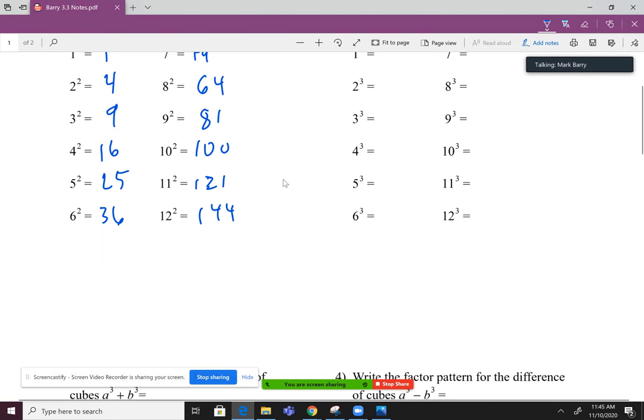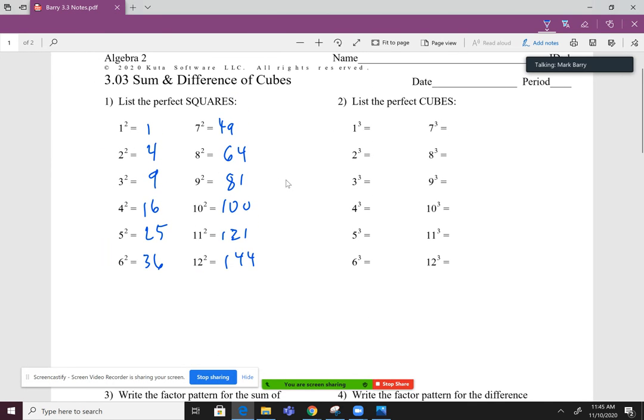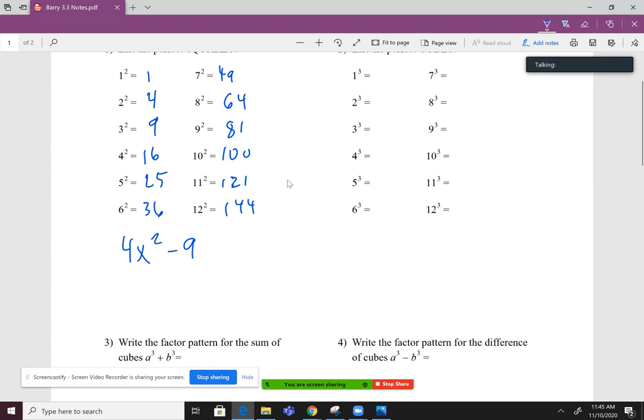So we used these last week. Whenever we recognize these, do you guys remember if we had something like 4x squared minus 9, then we said we can factor that into 2x plus 3. And you can go ahead and write this down right here. 2x plus 3 times 2x minus 3, correct? We were able to do that. That was our difference of perfect squares pattern.